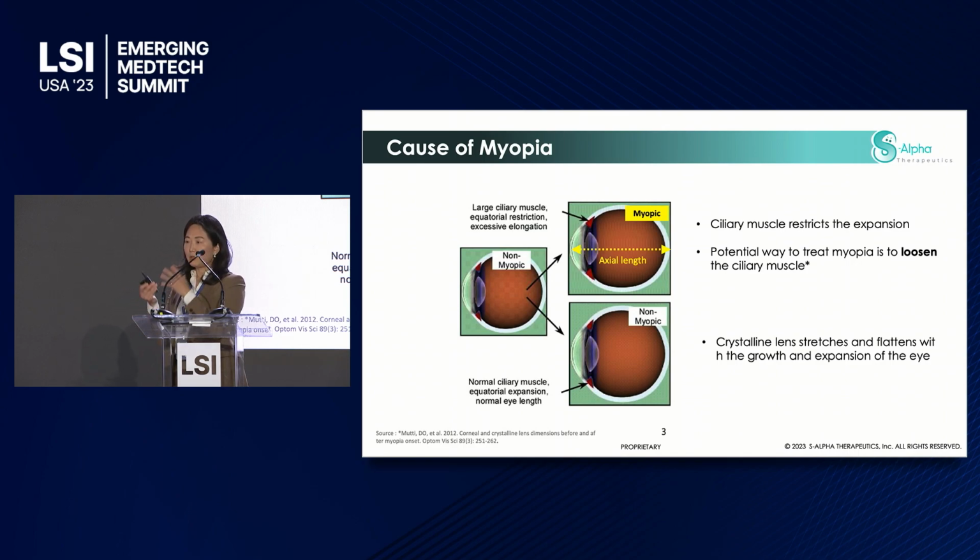For example, if you have a balloon and you pinch one corner, then the balloon will grow to the other side. So the only way to help this is to find a way to loosen the ciliary muscle. But so far, there's no known way to help with these symptoms.